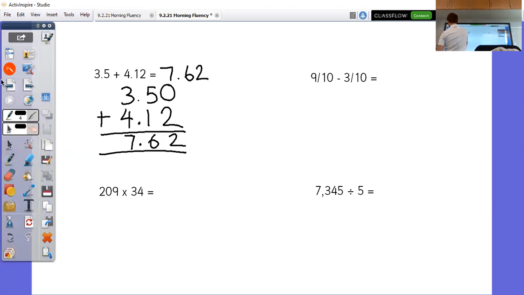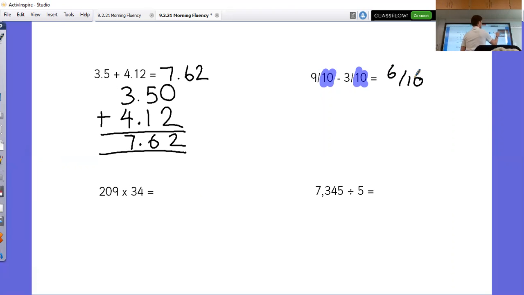Now, if I look at 9/10 take away 3/10, we know that when we're adding and subtracting fractions, if the denominator is the same, which we can see it is, then we just treat it as if it's like slices of pizza. So it stays the same. 9 take away 3 is 6, which means that 9/10 take away 3/10 is 6/10. Now, both of those numbers are divisible by 2, so that is also equivalent to 3/5 if you want to start to simplify those fractions.